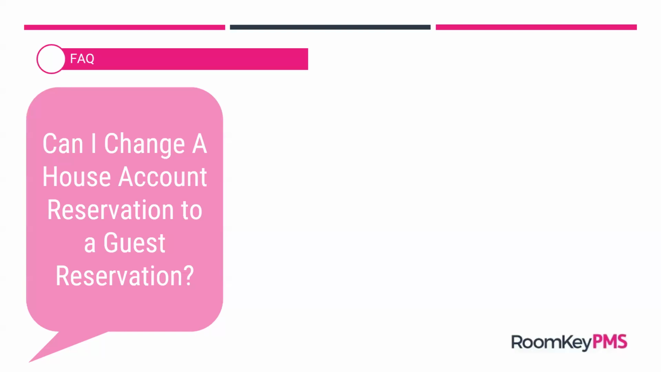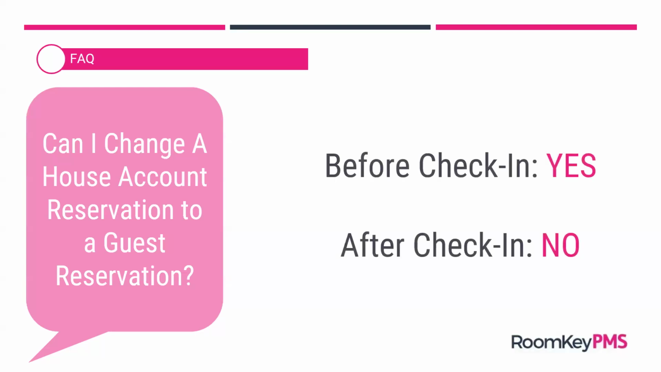Another common question that we do get as it relates to house account reservations is if you can change a house account reservation to a guest reservation. So if you make a mistake when you are creating a reservation, you create it as a house account, but it needs to be a guest reservation. Or if it is a guest reservation and it should have been a house account reservation. Either of these, they are time dependent. So if you catch this mistake before check-in, we can fix it.